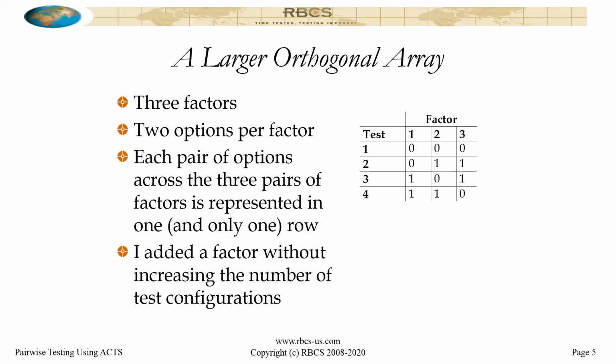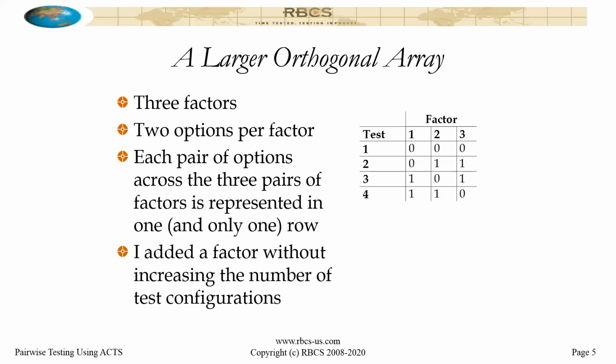Now what if I look at factor 1 with factor 3? So I'm just going to skip factor 2 in the middle there. First row again is 0, 0. Second row again is 0, 1. Now the 1, 0 value is in the fourth row, but it's still there. And the 1, 1 value is in the third row. See, all 4 possible pairs of options across the pairing of factor 1 with 3 are there.